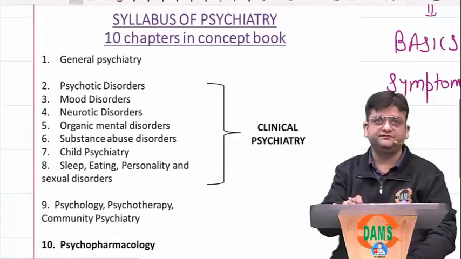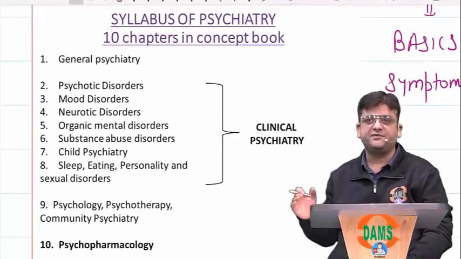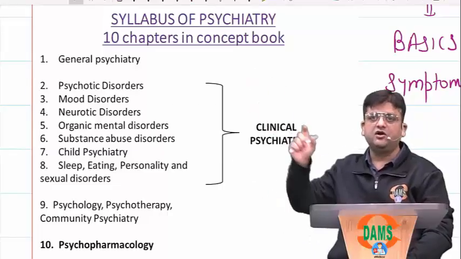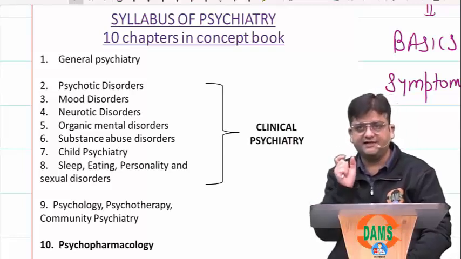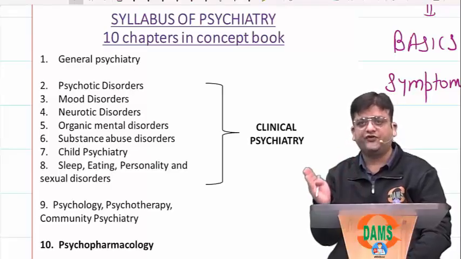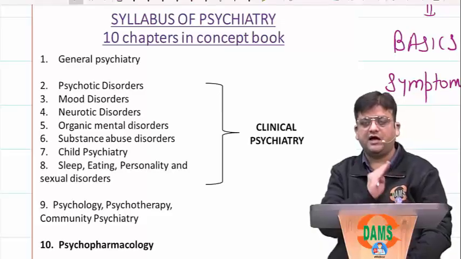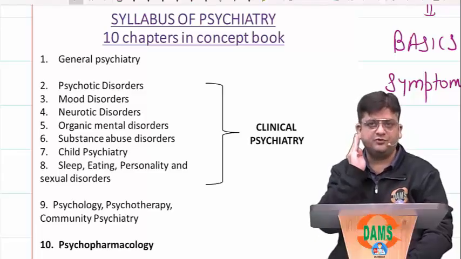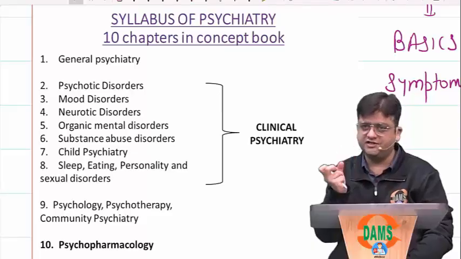Have a look here. The syllabus of psychiatry is divided into 10 chapters like this. Chapter number 1, general psychiatry, where we shall understand the basics, the symptoms, the understanding, how the patient presents, how psychiatry is different from other subjects, how history taking is done, how examination is done, how do we approach diagnosis in psychiatry. So the first few hours is just terminologies.